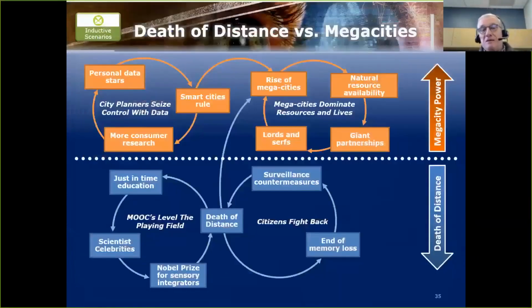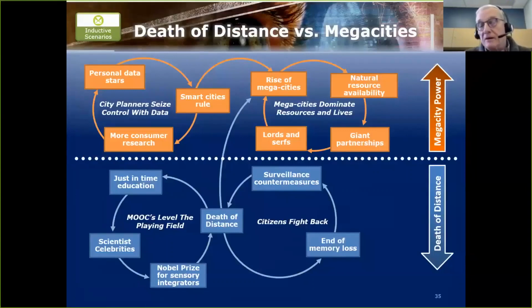So that one happened to be called the death of distance versus the megacities. On the top of that line, the megacities have so much power, they're trying to control everything in their city. Below it are global forces against that. You're able to become educated anywhere on the planet. And citizens will fight back against some of the security measures.